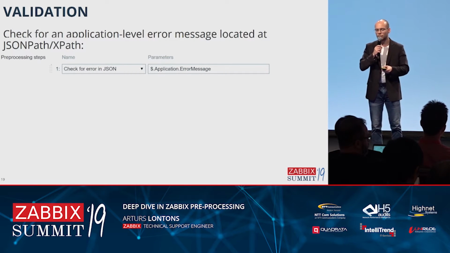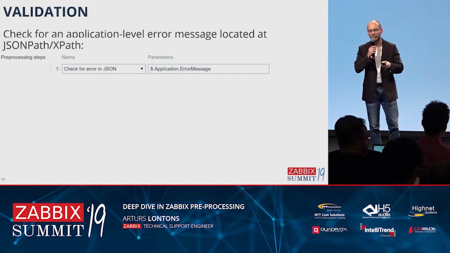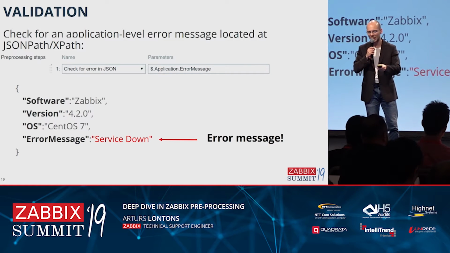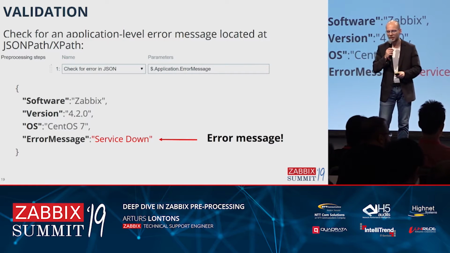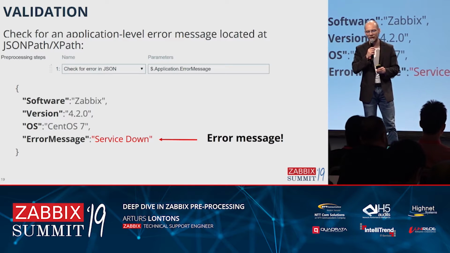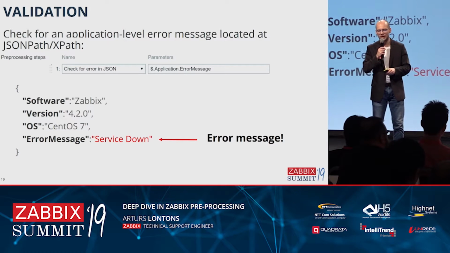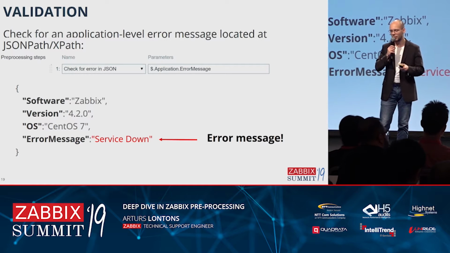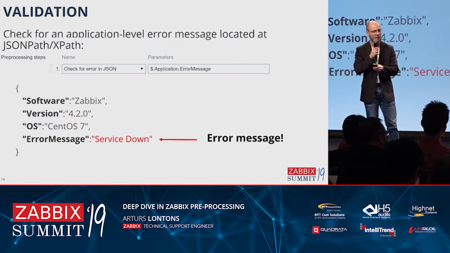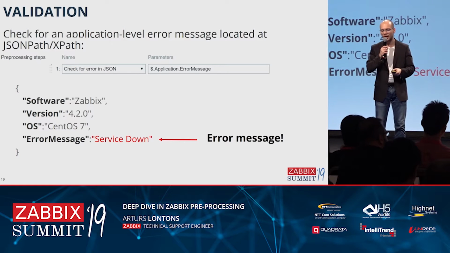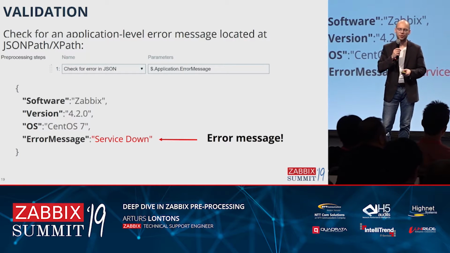And I can also check for an application level error located at a specific JSON path or XPath. So over here, I have this example. It's a small chunk of JSON, and I'm checking for this error message field. If it contains data, I will display this error message. If it's not there, that means everything's OK. Same with XPath, and the same can be done with a regular expression.